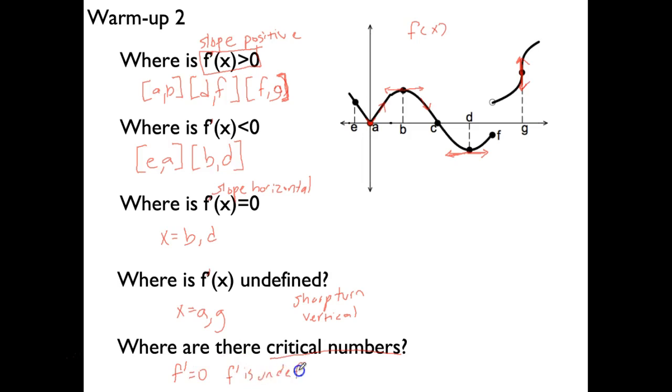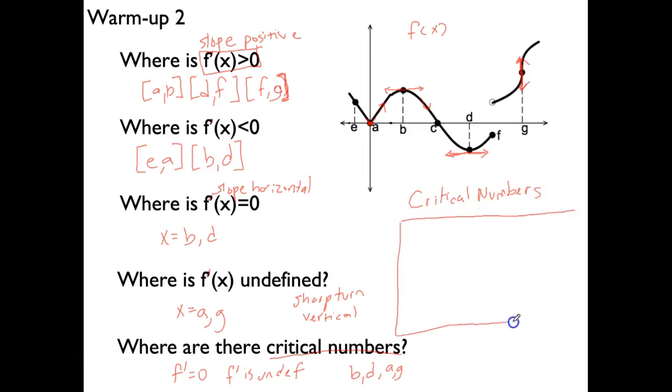Now, if you notice, those are the last two things we did here. So a critical number occurs at B, D, A, and G. Those are all critical numbers. Okay, right there, right there, right there, and right there. Those are critical numbers. So what you probably should write down is critical numbers, and we're gonna circle all of this.